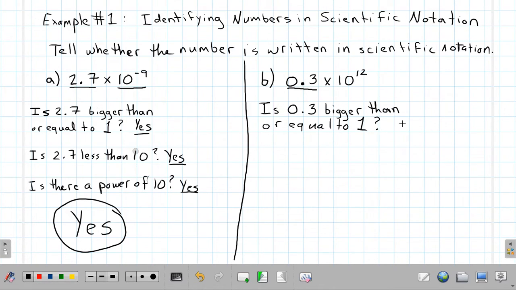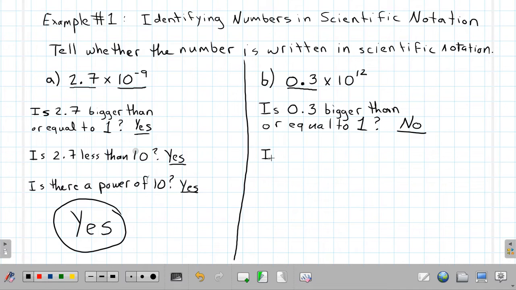And actually, right off the bat, the answer is no. 0.3, the ones place here is a 0. The ones place here is a 1. 1 is bigger than 0, so 1 is bigger than 0.3. So the answer to that question is no. 0.3 is not bigger than or equal to 1. So we go on to the next question.